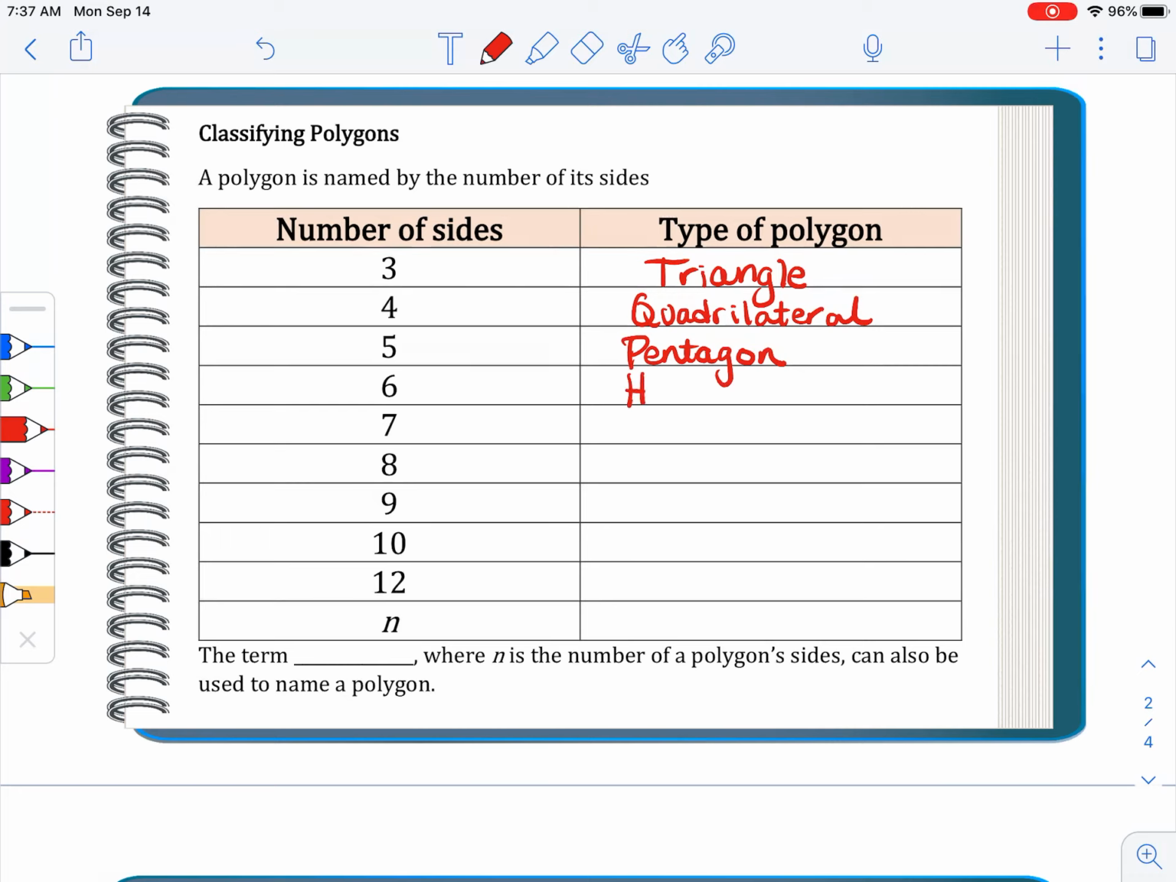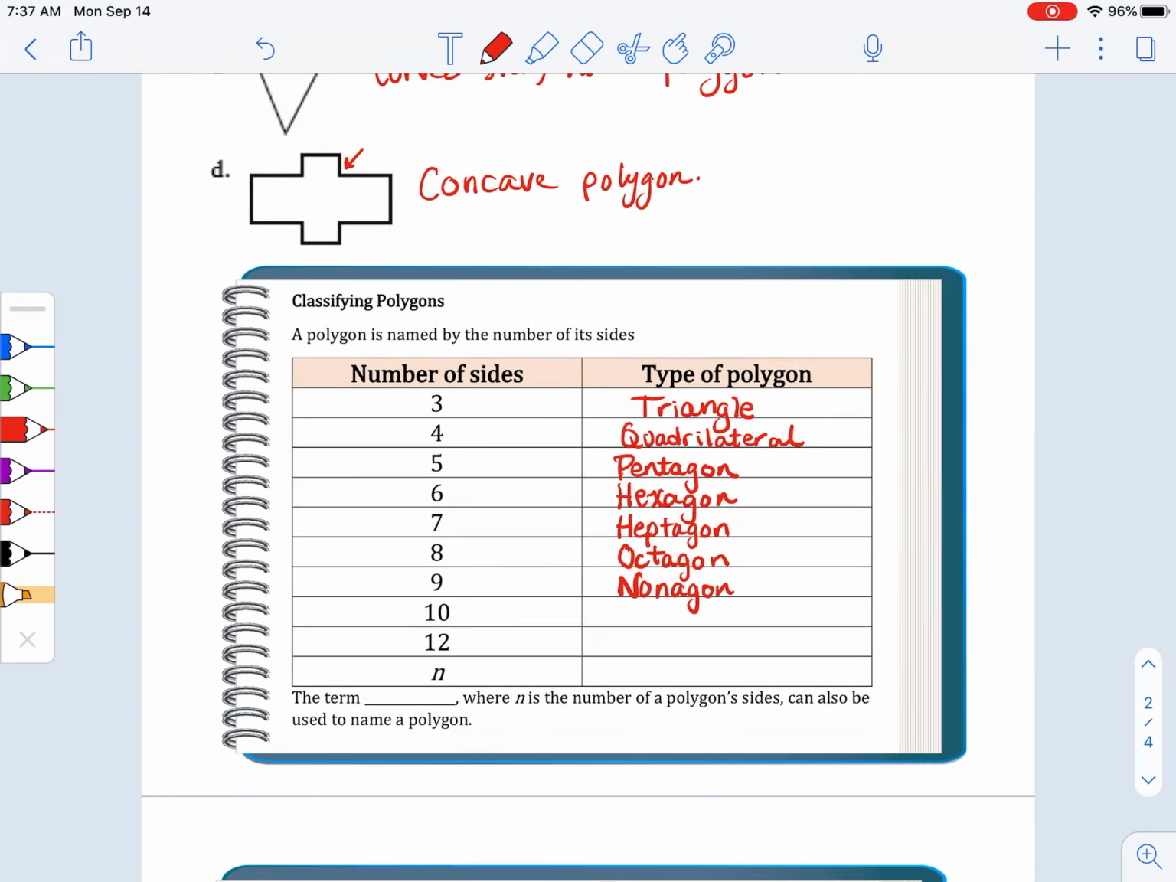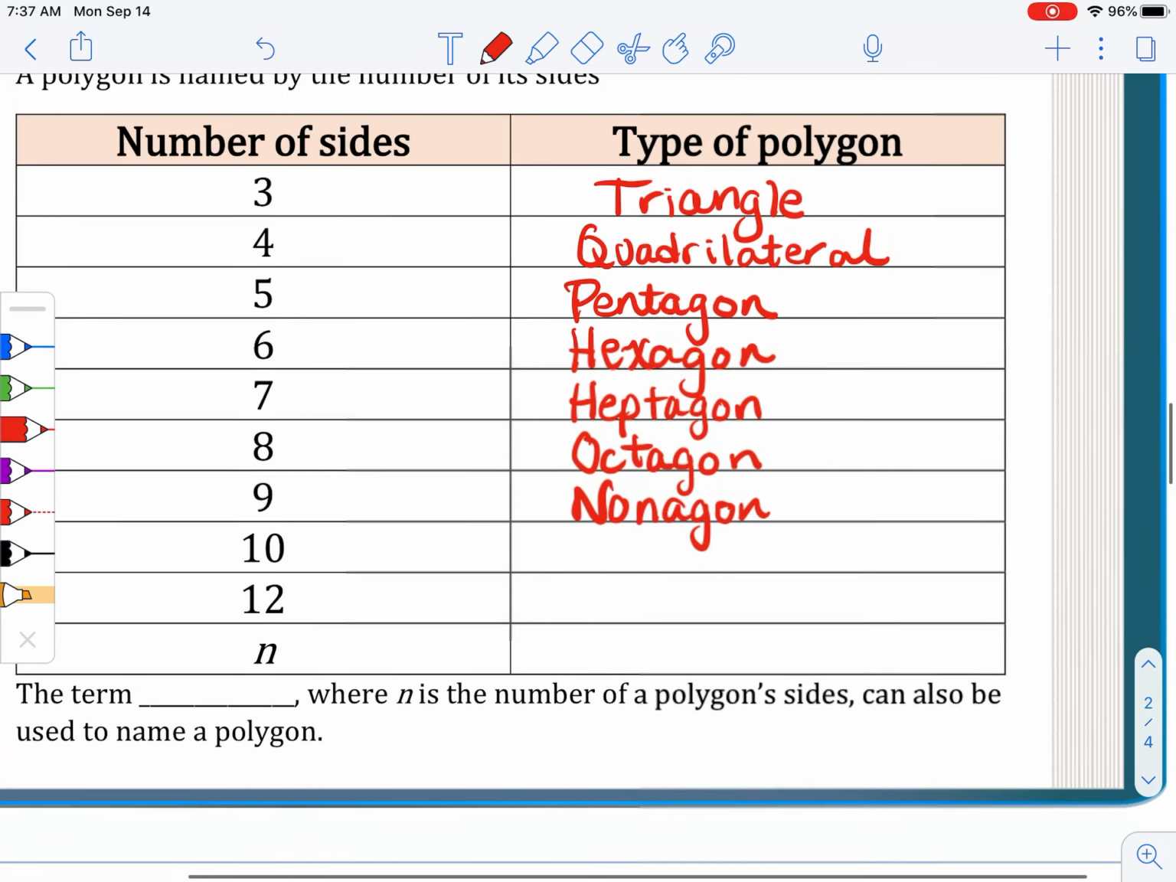6 is a hexagon. 7 is a heptagon. 8 is an octagon, think octopus. 9, this is my favorite, I just like saying it. 9 is a nonagon. Nonagon. 10, you can think of a decade, so this would be a decagon.